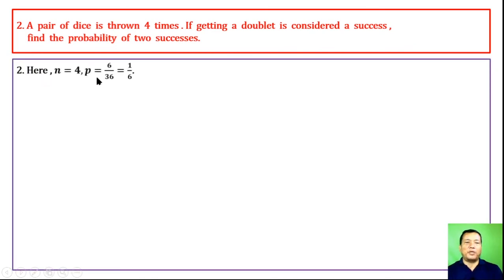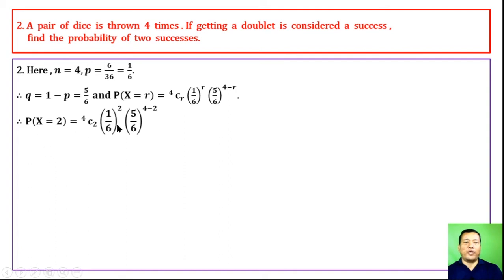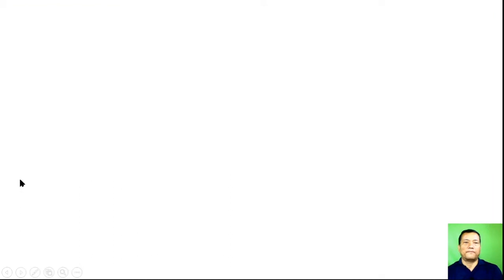Here n is 4, p is 6 by 36, doublet being 6 out of 36, which is 1 by 6. q is 1 minus p, which is 5 by 6. The probability of r successes is 4 C r times 1 by 6 to the power r times 5 by 6 to the power 4 minus r. For 2 successes we put r equal to 2 in both places. Simplifying, we get 25 by 216, which is the required probability.